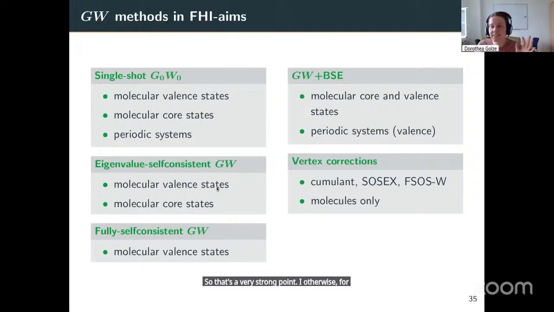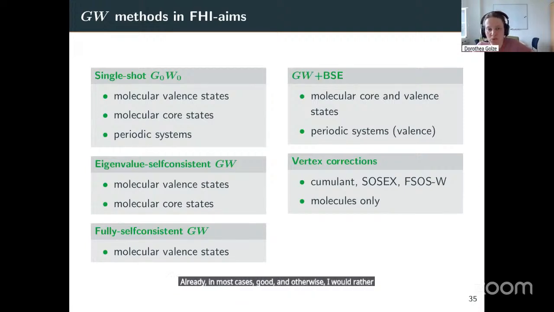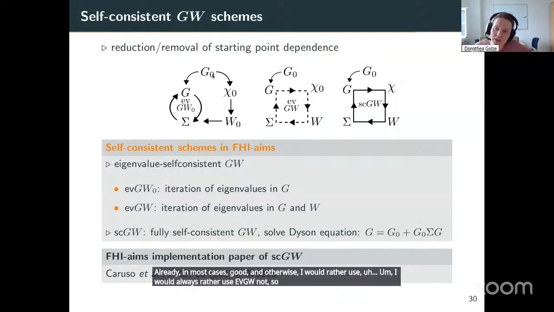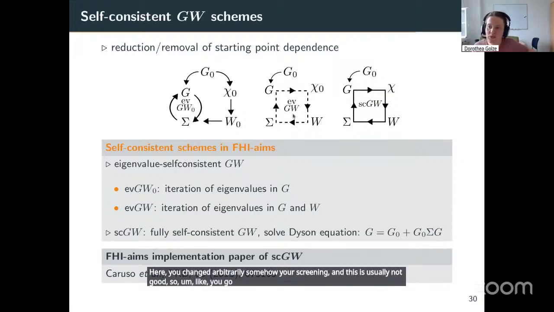Otherwise, for valence states, it depends a bit on the system. As I said, G0W0 at some hybrid functional like PBE0 is already in most cases good, and otherwise I would always rather use evGW0. I would usually go for this scheme, because in my opinion it works for the right reason, right? Here you change your screening somewhat arbitrarily, and this is usually not good. You go into the tendency to underscreen.